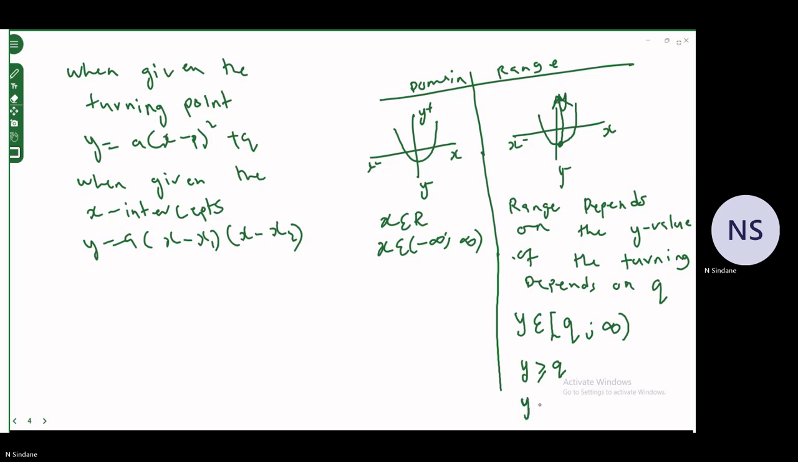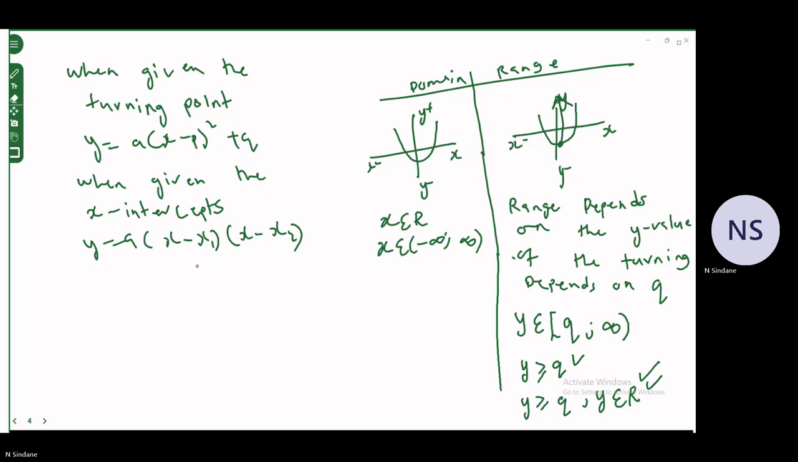Someone might write it like this: Y greater than or equal to Q, and then say Y is the element of real numbers, right? So these 2 points, this is correct, but it's partially correct. This is very much correct. You'll get 2 marks for that. It shows understanding of domain and range. It shows that you understand better what is domain and what is a range.